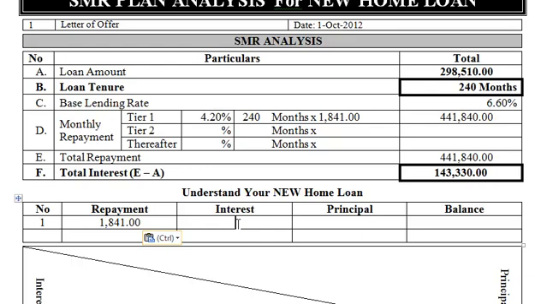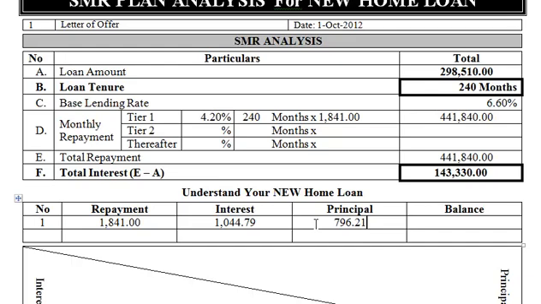To calculate the interest, you need to use the loan amount 298,510 ringgit multiplied by 4.2%, which gives you the annual rate. Then divided by 12, you will get the monthly interest for the first installment, which is 1,044 ringgit and 79 cents. Then how much goes to the principal? You use the repayment minus interest, then you get the principal, which is used to repay the loan amount. The figure now is 796 ringgit and 21 cents.